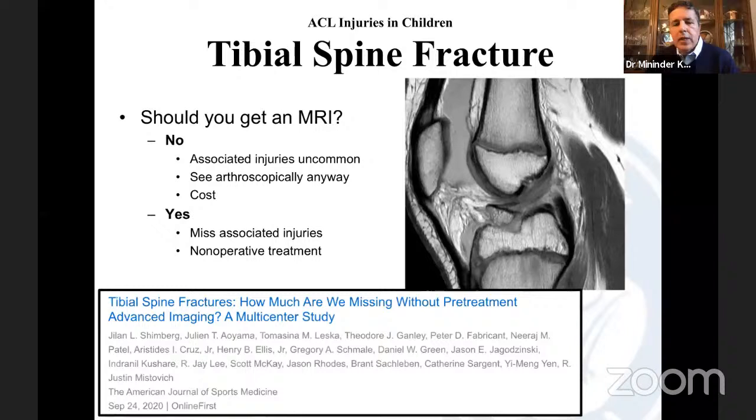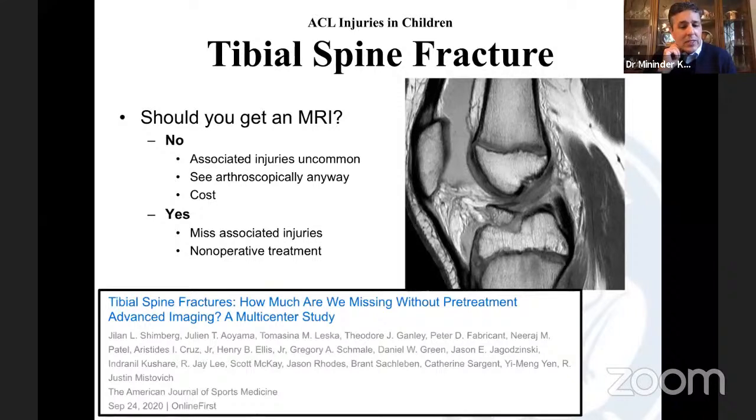One question I think now is, should you get an MRI of the knee? Reasons to not get an MRI are the thought that associated injuries are uncommon, that we'll see these injuries arthroscopically anyway, and the cost of MRI. Reasons to get an MRI are that you may miss associated injuries. They may be more common than we think. And particularly if you're going to do non-operative treatment, it's important to know what those are.